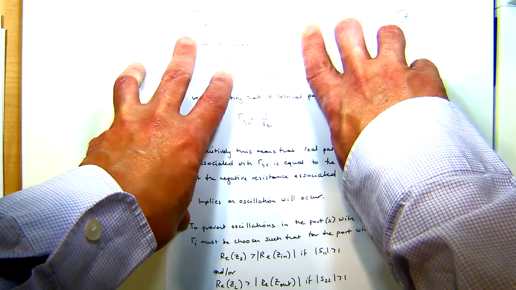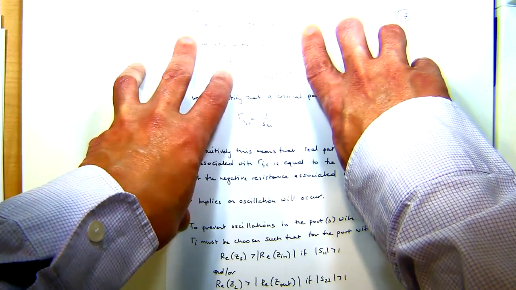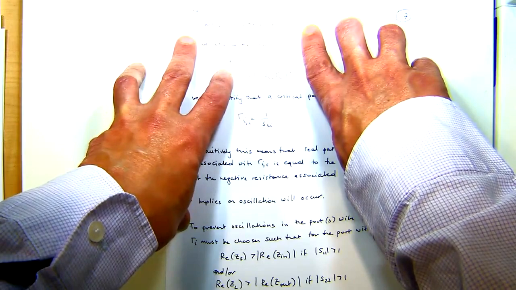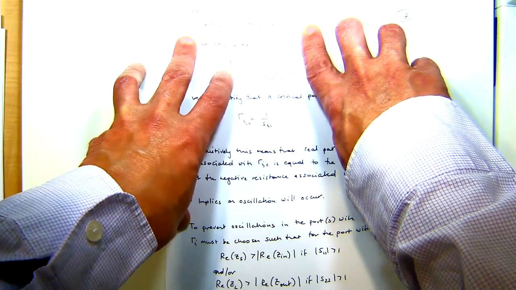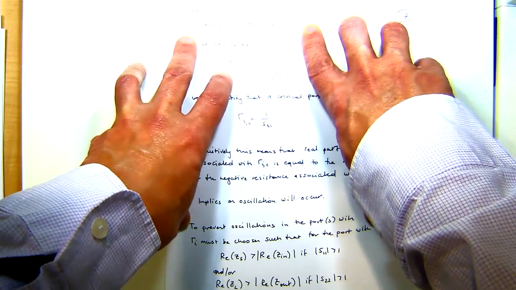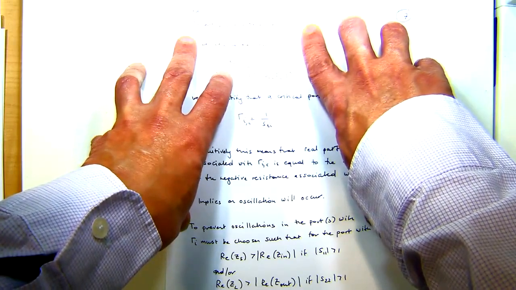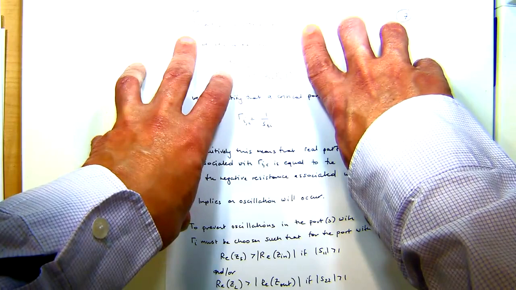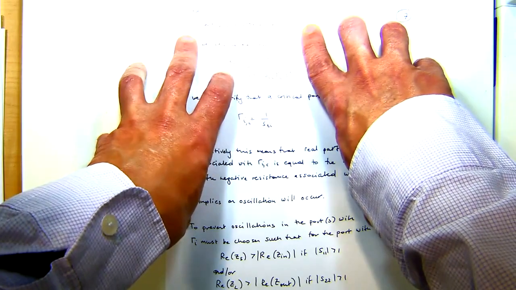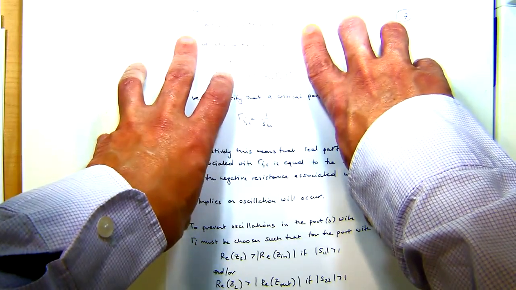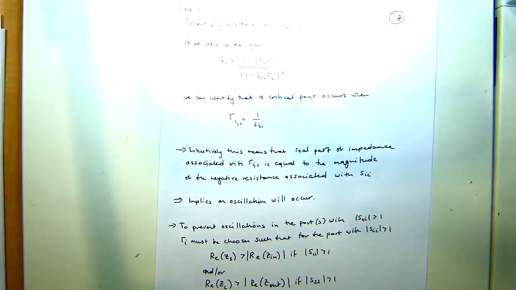If it was a passive network, can S11 be greater than 1? No. If it's an active network, obviously it can be greater than 1. But what does that mean? Yes, there is more power reflected than signal. That's what it means. You're putting in 1 watt, and maybe you're getting 2 watts back, because it's an active device.